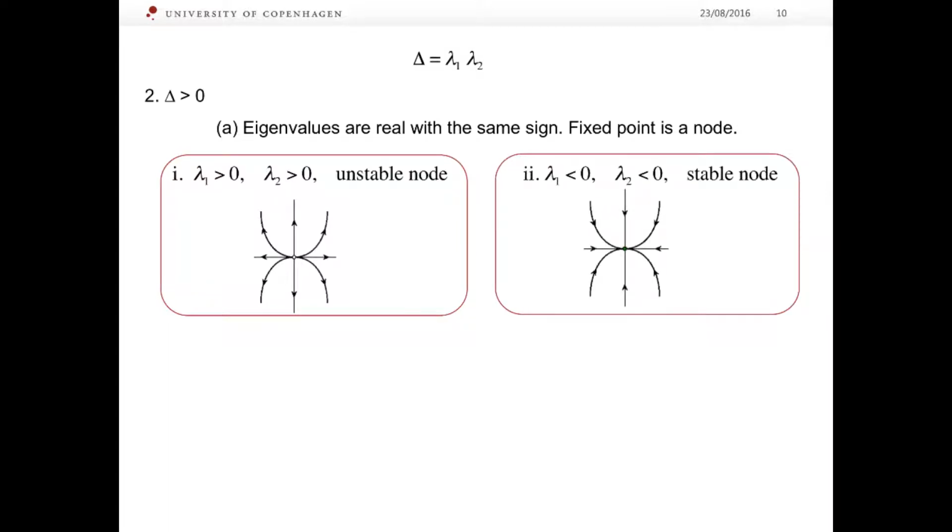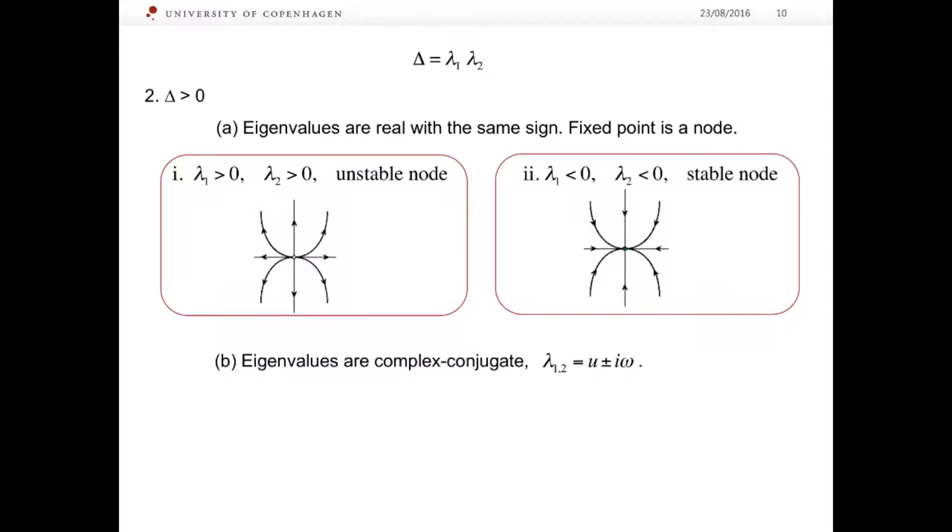Consider the second possibility when both eigenvalues are negative. In that case, the fixed point is a stable node. And if you remember the expression for the small deviations, they will be monotonously decreasing in time. And that means that the phase trajectory will be monotonously approaching the fixed point. So this is a stable fixed point.